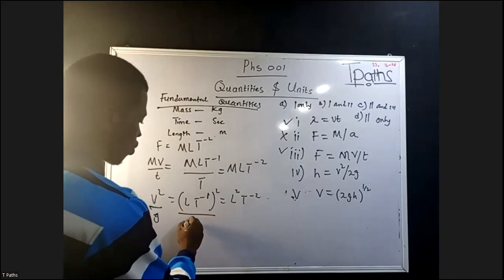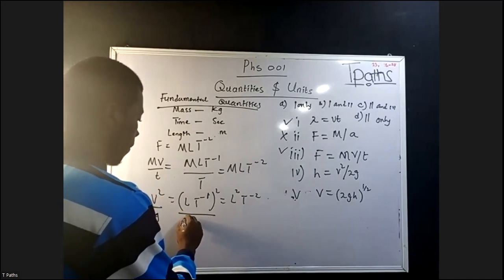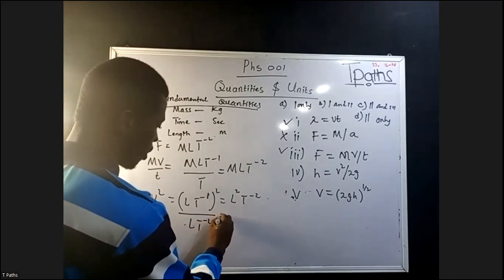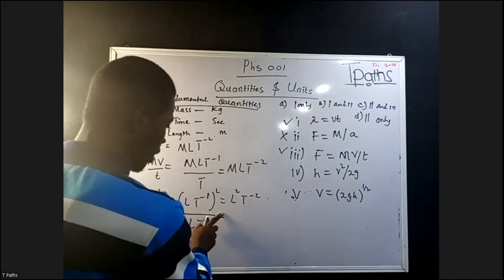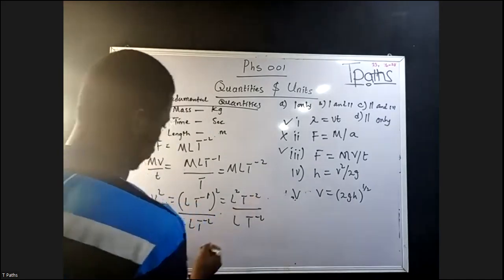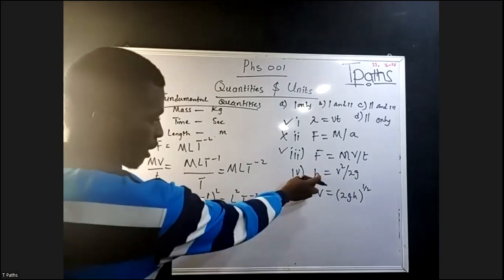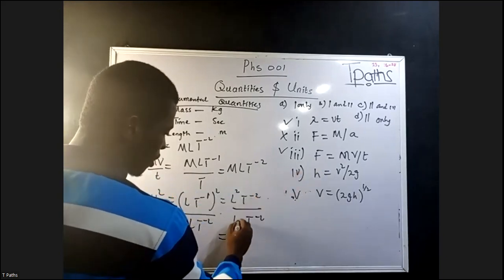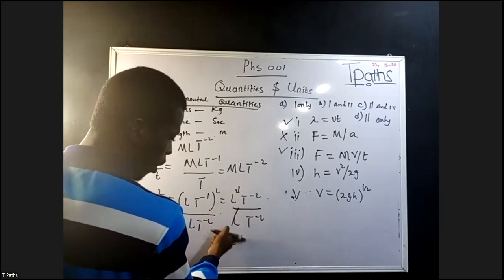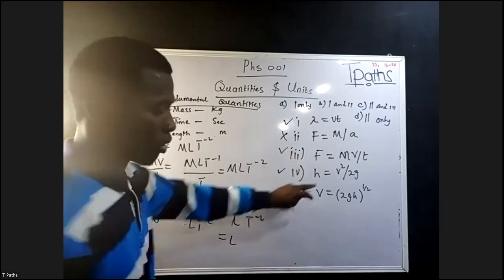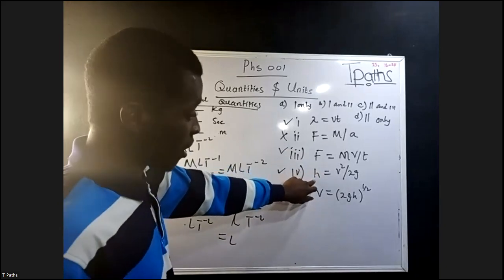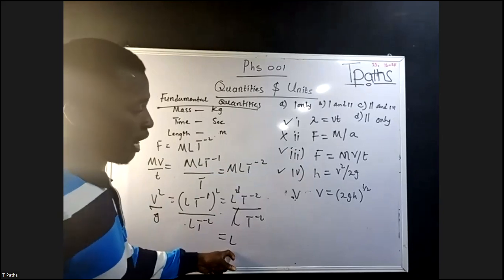So G is measuring LT raised to power minus 2. And if I write this, it will give me L square T raised to power minus 2, divided by LT raised to power minus 2, right? Remember, this one is H. So this one cancels this one, and I have only L. This is correct because H, which is height, is measured in meters, and meter is always L.